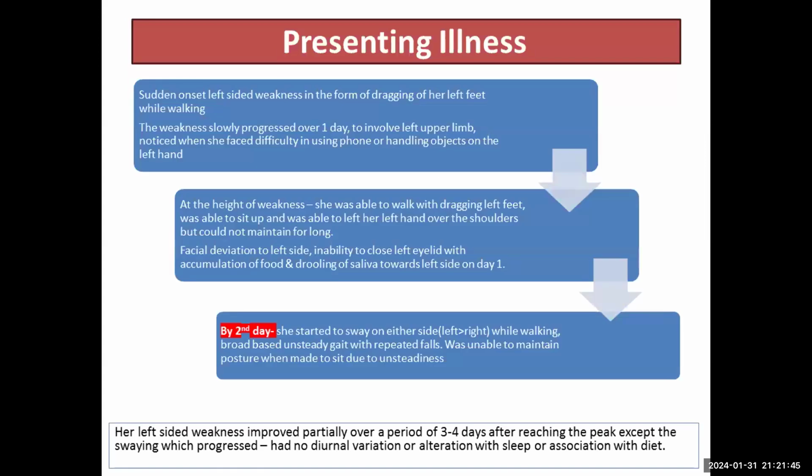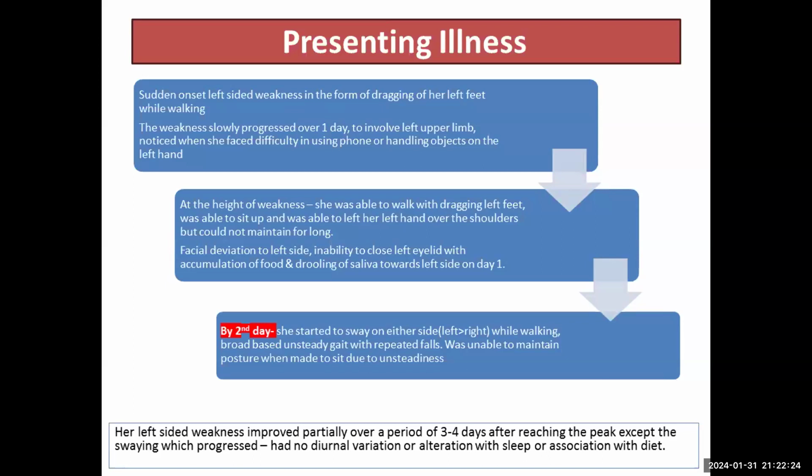Starting with the presenting illness, there was sudden onset left-sided weakness in the form of dragging of her left foot while walking, which the mother noticed. The weakness then slowly progressed over one day to involve the upper limb, noticed when she faced difficulty in using the phone or handling objects with the left hand. At the height of the weakness, she was able to walk with dragging of the left foot, was able to sit up, and was able to use her left hand with the shoulder, but could not maintain it for a long time. There was facial deviation to the left, with accumulation of food in the left cheek and drooling of saliva towards the left side, on the day of onset of this illness.